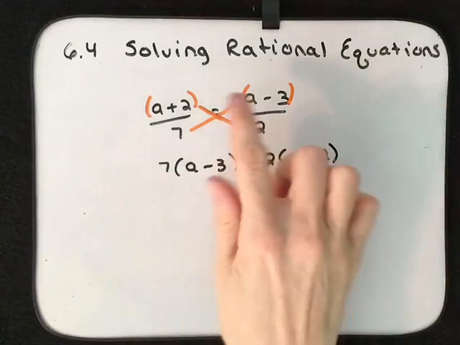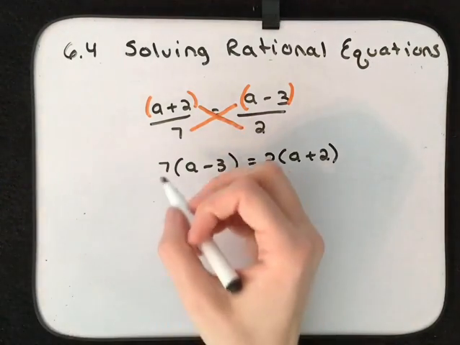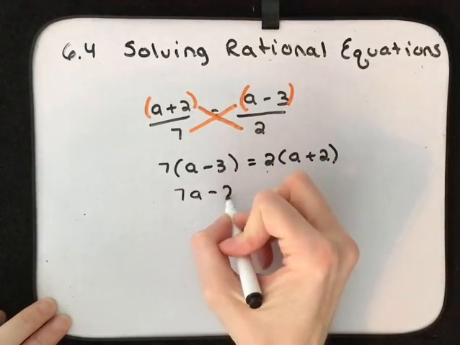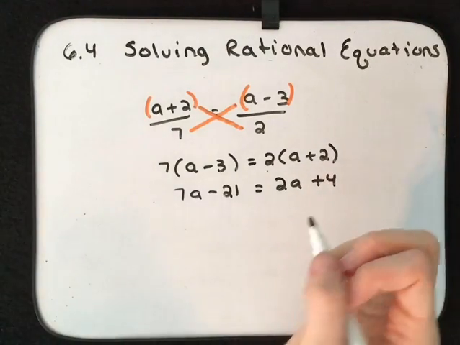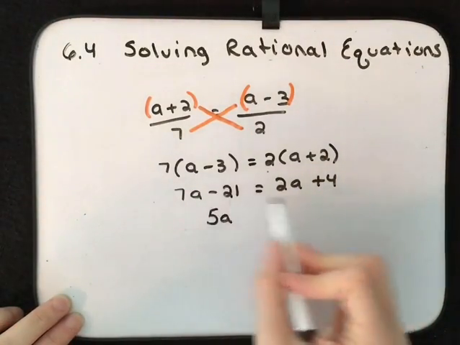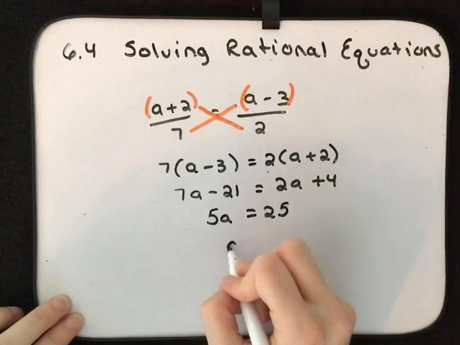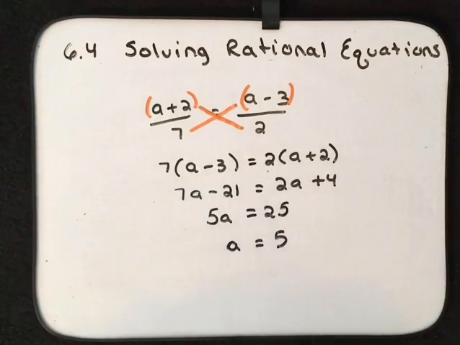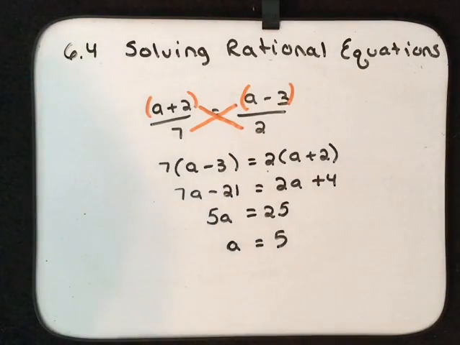You can only do this when you have one fraction and one fraction. If you had multiple fractions, you'd have to clean it up first. But if you have one fraction and one fraction, you can cross multiply to solve. So distributing our 7, we get 7a minus 21. Distributing our 2, we get 2a plus 4. And then we can solve it down like normal. We can subtract our 2a from both sides. We can add our 21 to both sides. And then we can divide by 5 on both sides, and we get a equaling 5. Looking back at our original equation, we did not have any restrictions because we just had a 7 and a 2 in the denominator, so we're okay.